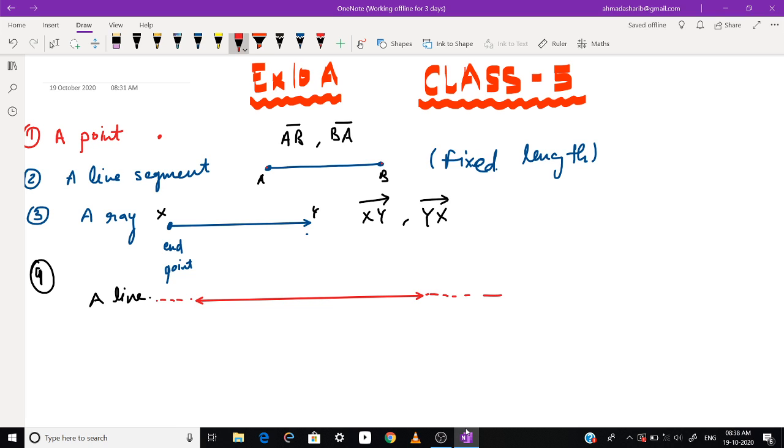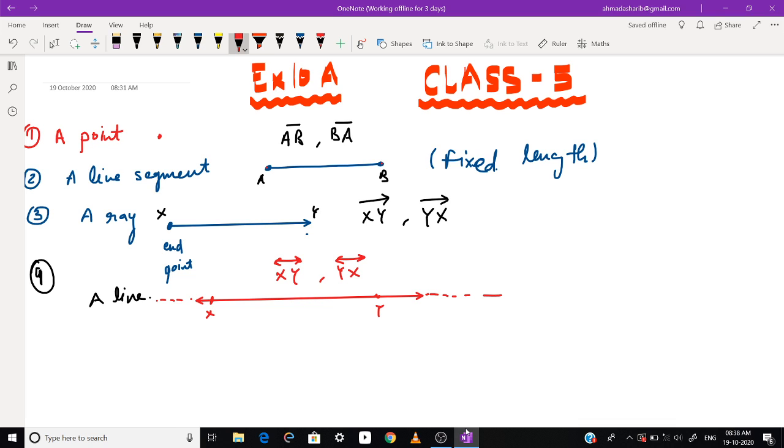Okay, so how to write a line? Let's say this is a point X and this is a point Y. So we can write it XY with the sign of line above it, or we can write it YX also. So this is the correct way to write a line. Okay, fine.